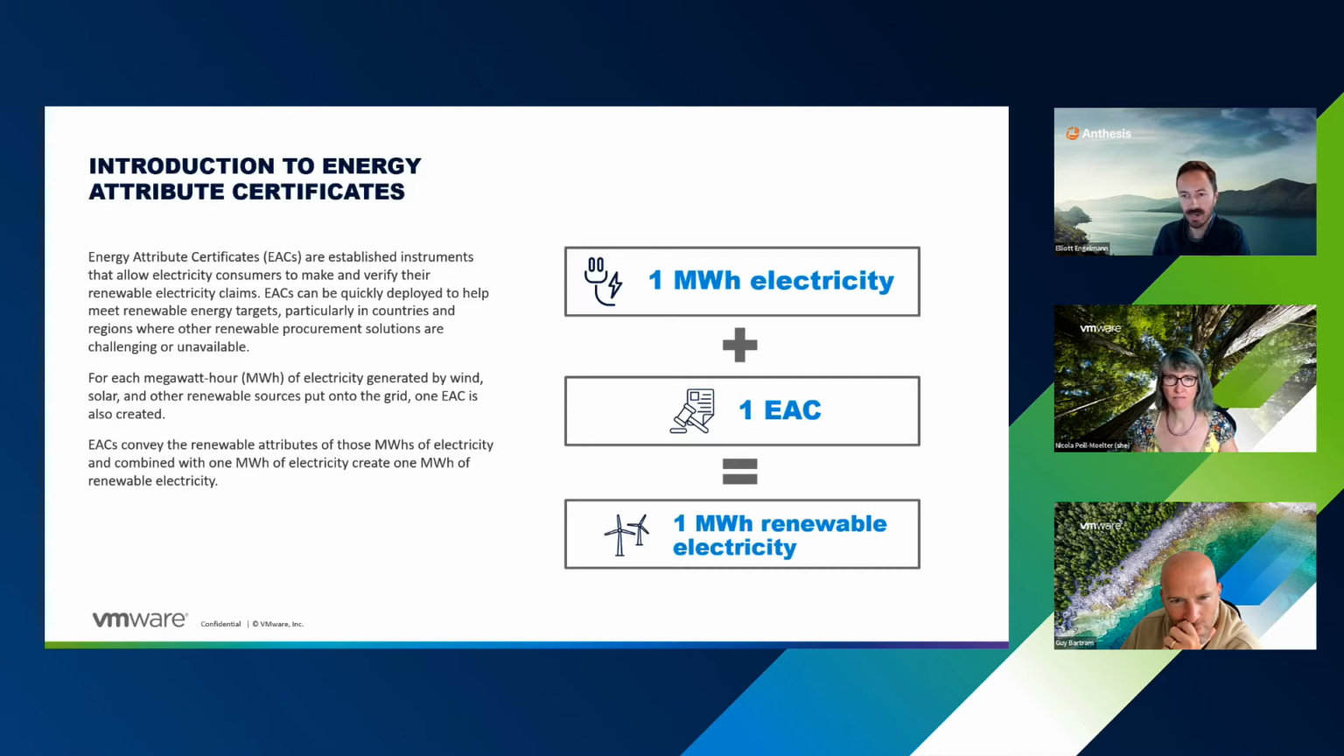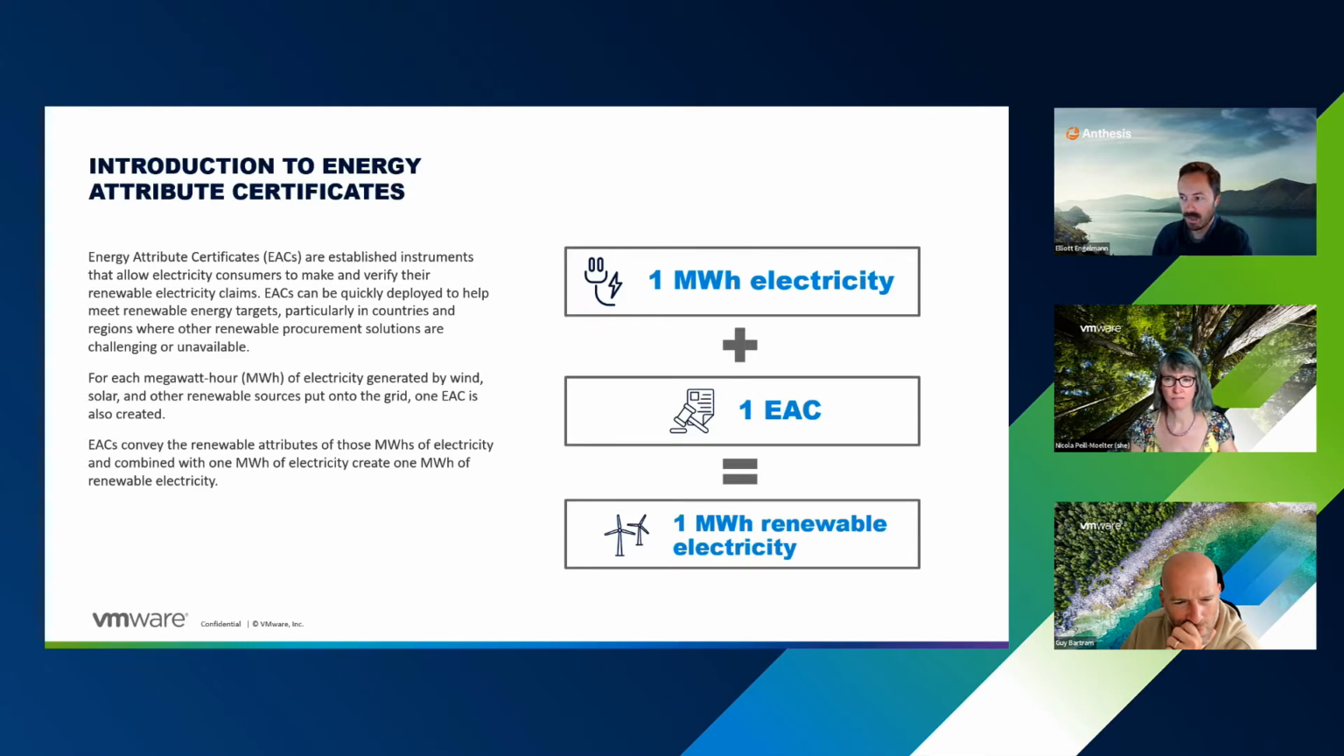So EACs are generated when a megawatt hour of renewable electricity is generated, and they contain the environmental benefits of that renewable energy generation. Fundamentally, the way it works is you have a megawatt hour of electricity, you have one EAC, and together they form 1 megawatt hour of renewable electricity. Disaggregated though, if you have a megawatt hour of electricity, it's just electrons. And if you have an energy attribute certificate, it's just a piece of paper or an item in a spreadsheet. Only together do they form renewable energy.